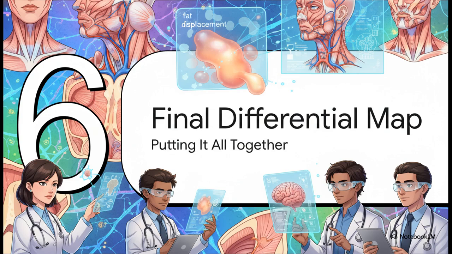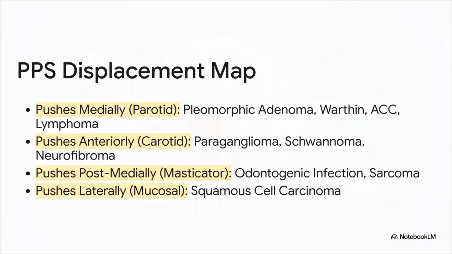All right, we've covered a ton of ground. Let's bring it all home and put our complete diagnostic map together on one slide. And here it is. This is the whole system, the whole shebang in a nutshell. By simply identifying which way the parapharyngeal fat is being pushed, you can pinpoint the space of origin and immediately whip up a high-yield differential.